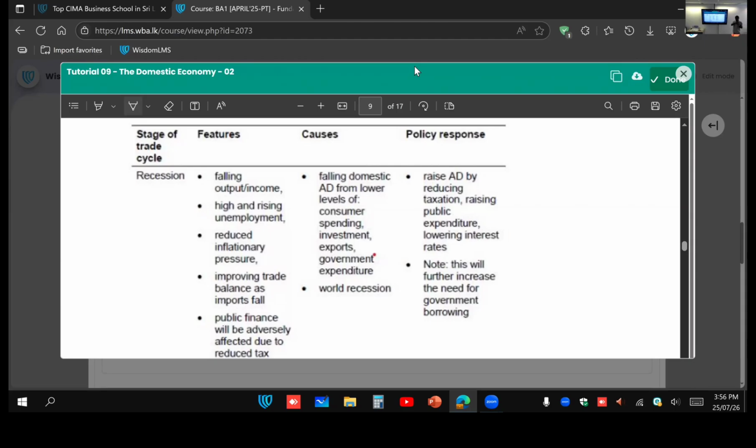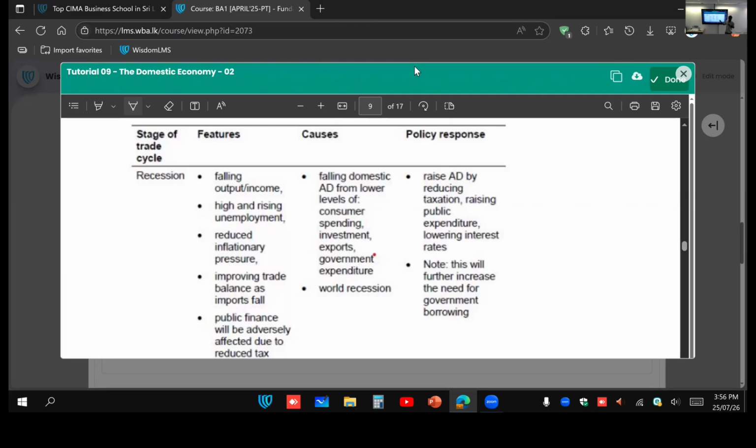It reduces. So for a prolonged period, if the aggregate demand continues to reduce and reduce, that will lead to a recession. If not, a world recession. Right? It can happen. Reasons, then policy response: raise aggregate demand by reducing whatever. So think like a doctor. You have the root cause.